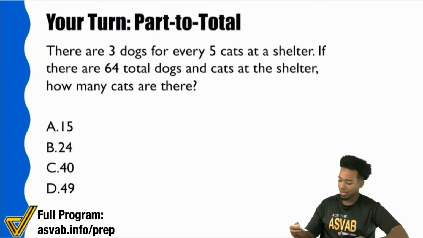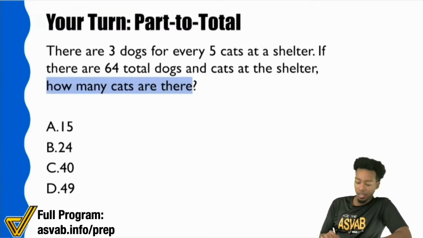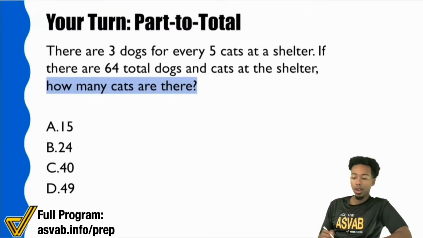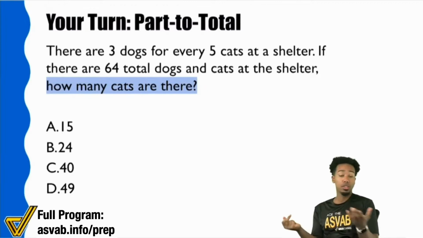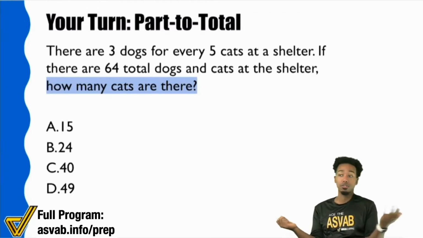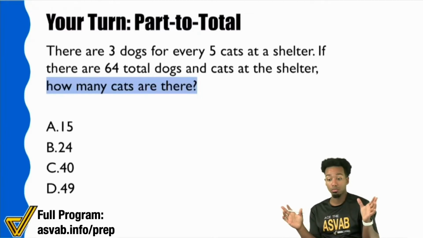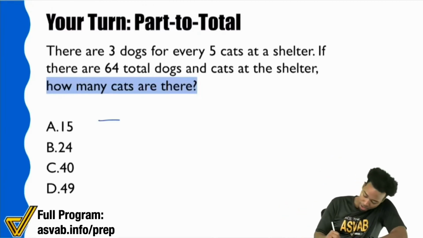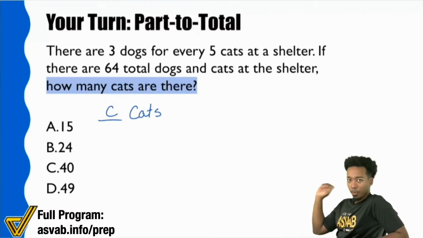So in this case, if we look right here, how many cats? Right? I think even if we don't know what the problem is about, if we heard how many cats, unless you've been living under a rock for the past X years, I think we all know that we're looking for something named cats. Cool. Sounds good. So we're looking for the number of cats. I'm going to say C for cats. We're looking for C cats, the number of cats.